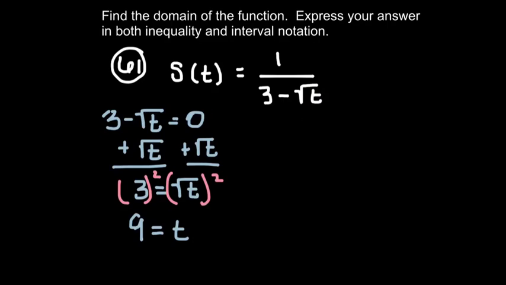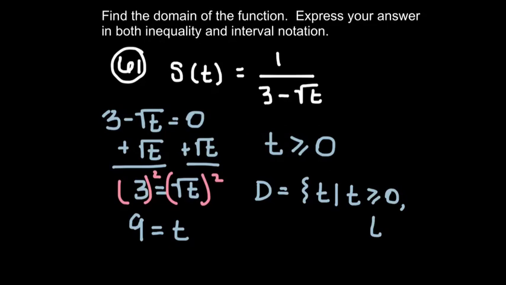I can't have that. The other thing I have to be careful of, though, is I have to make sure that what's under the radical is not negative. So I would have to take that t and set it greater than or equal to 0. There's nothing to solve here. I'm already done. So I know that the values of the domain have to be greater than or equal to 0, except 9. I would have to throw 9 out. So my domain is just the set of all t such that t is greater than or equal to 0 and t is not equal to positive 9.